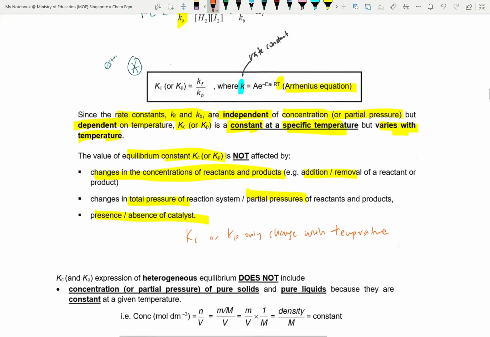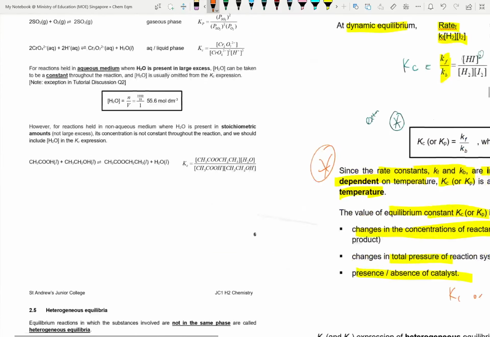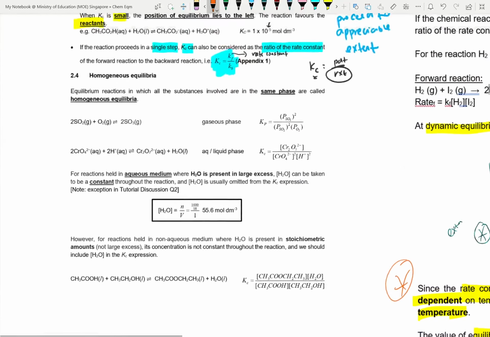Can? So this is just a summary of what we have discussed so far.